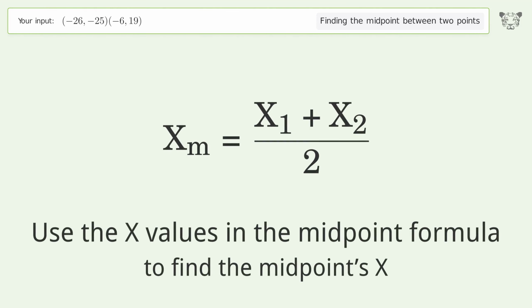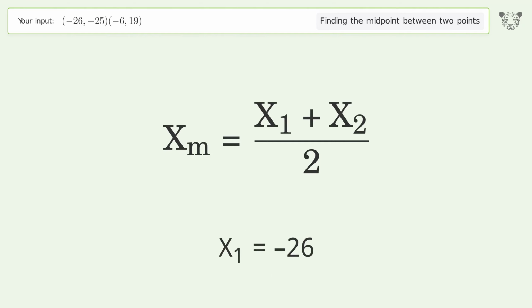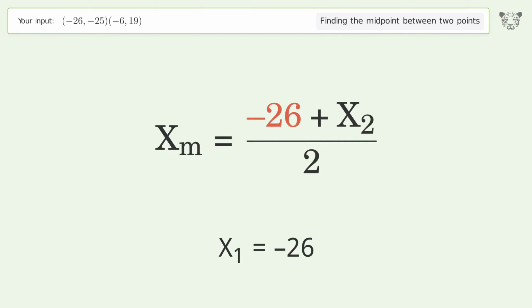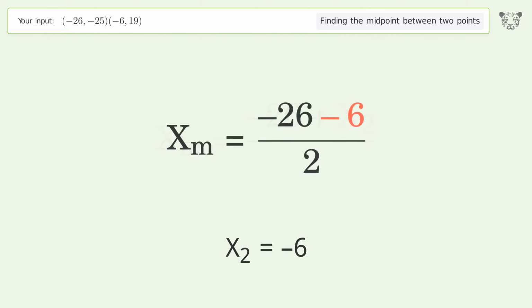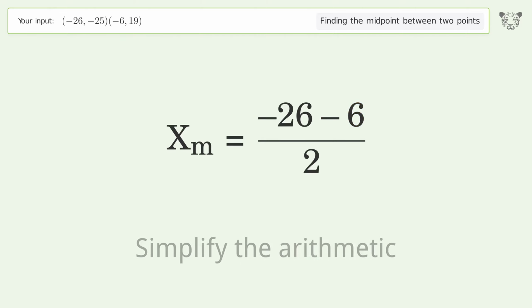Use the x values in the midpoint formula to find the midpoint's x. x1 equals -26. x2 equals -6. Simplify the arithmetic.